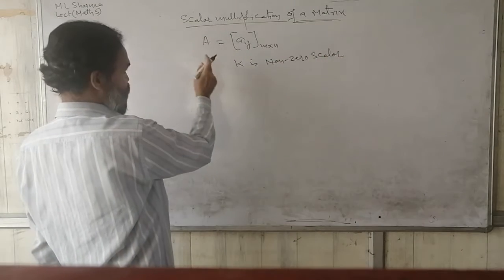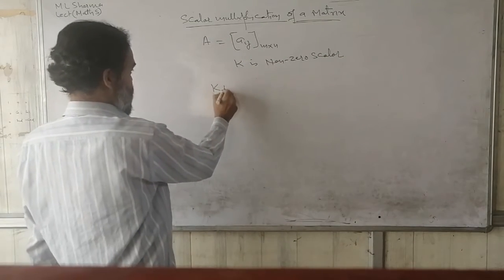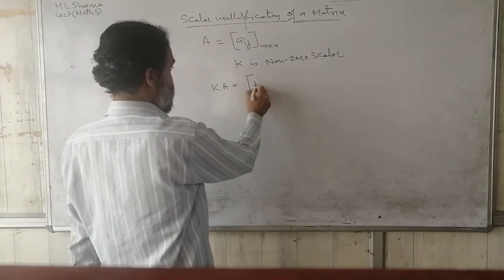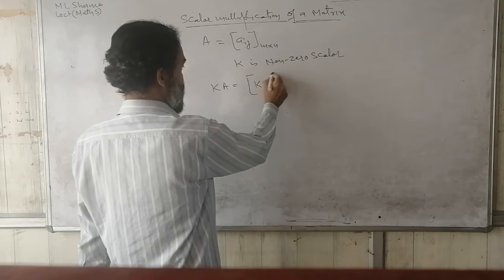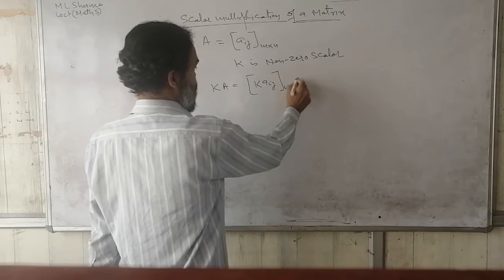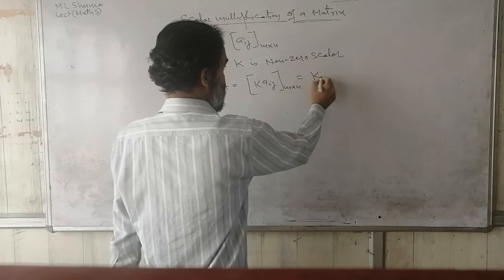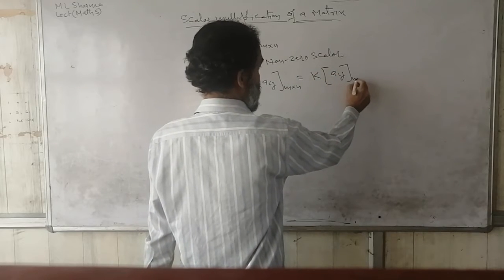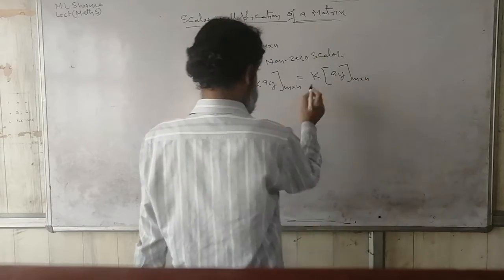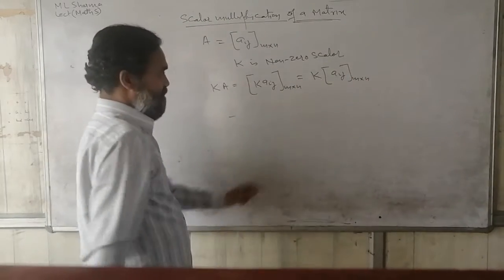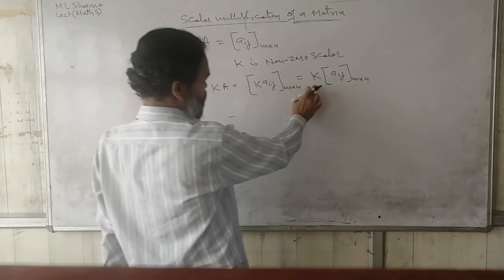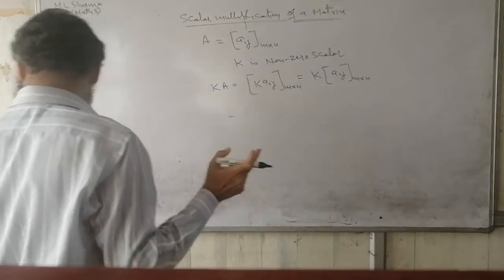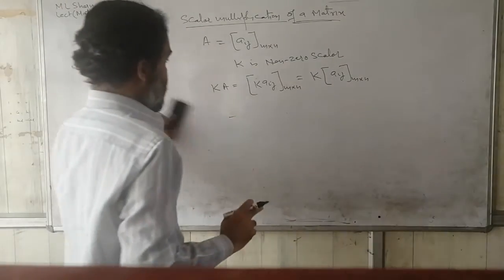So if I have to multiply this matrix A with k, this will be equal to k times A. That is, k is a constant, it can be written outside. This means this constant is to be multiplied by all the elements of the matrix. So let me take an example.